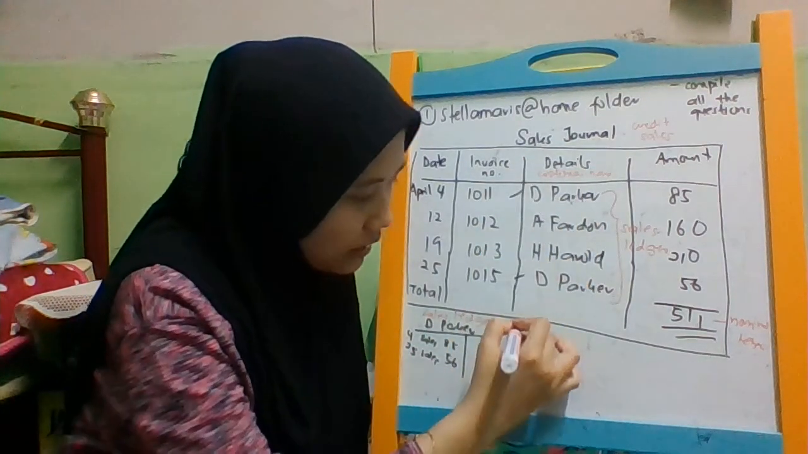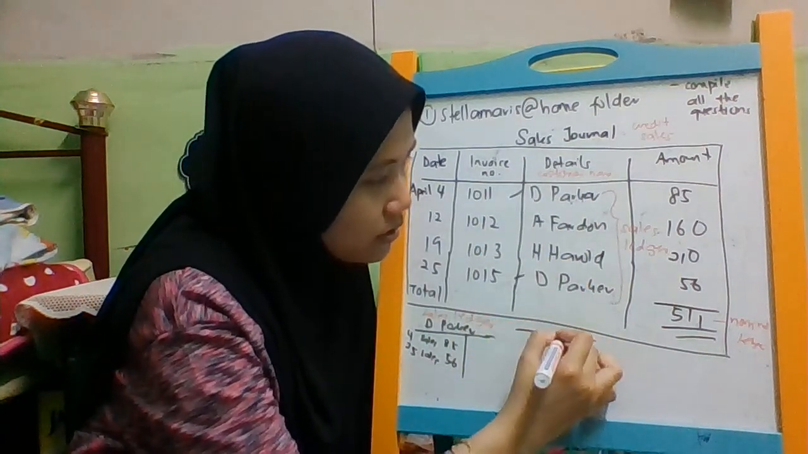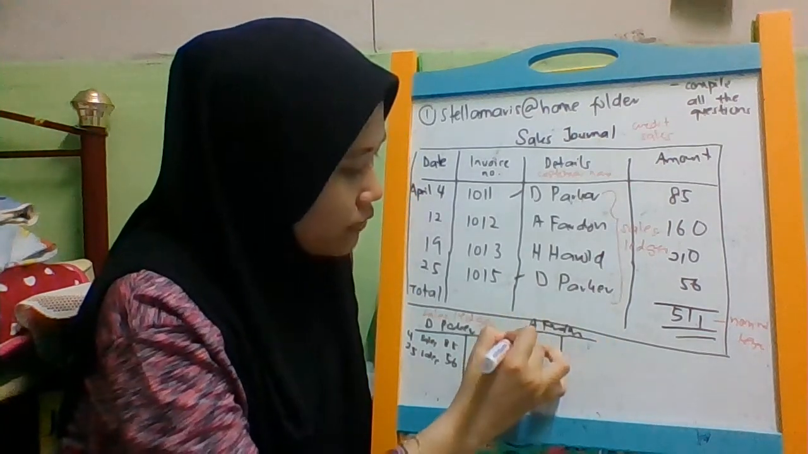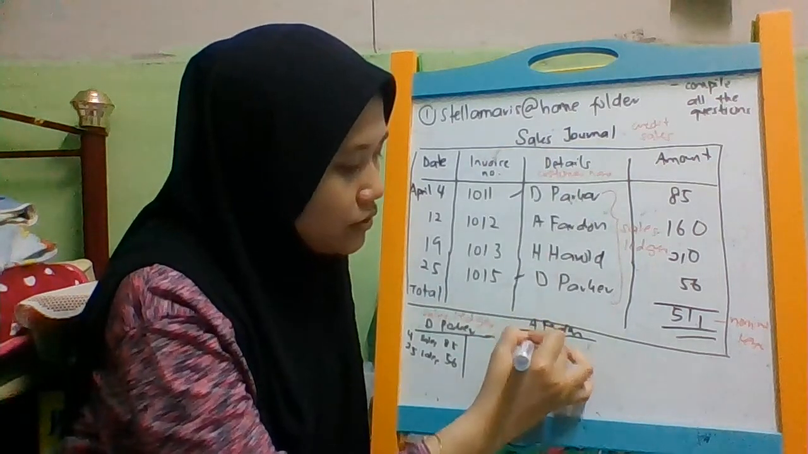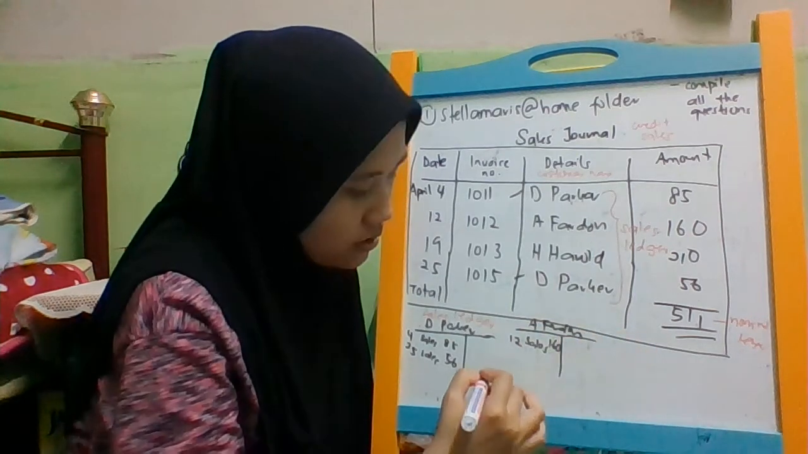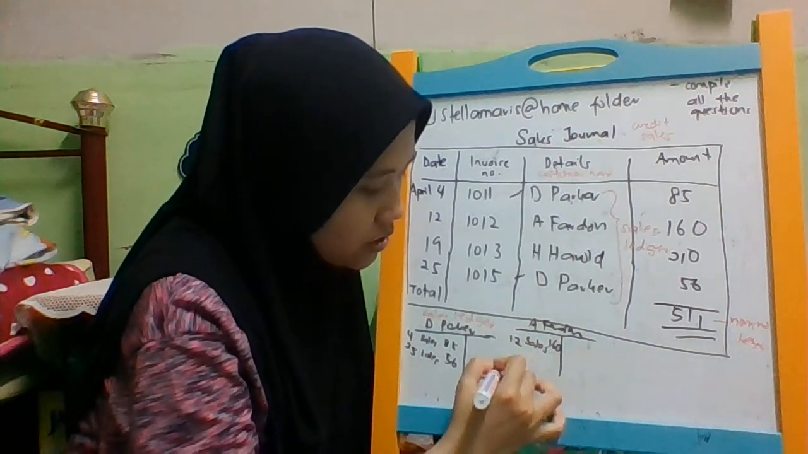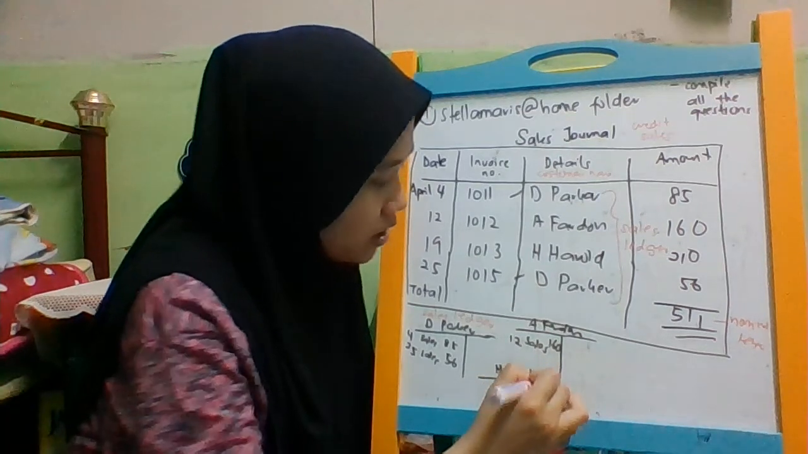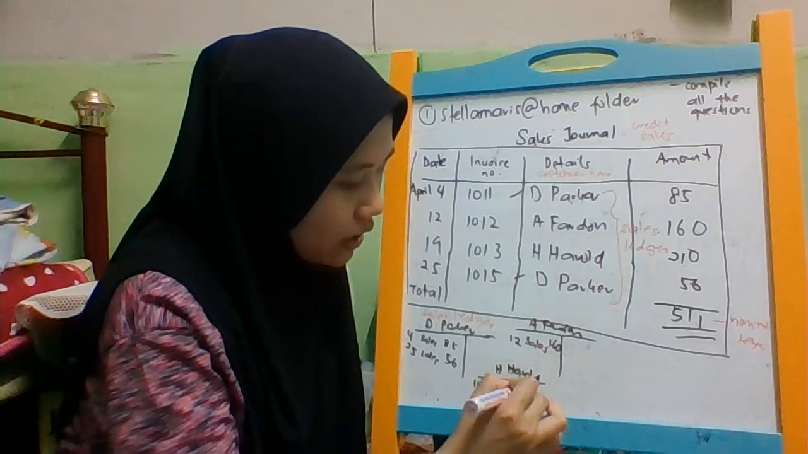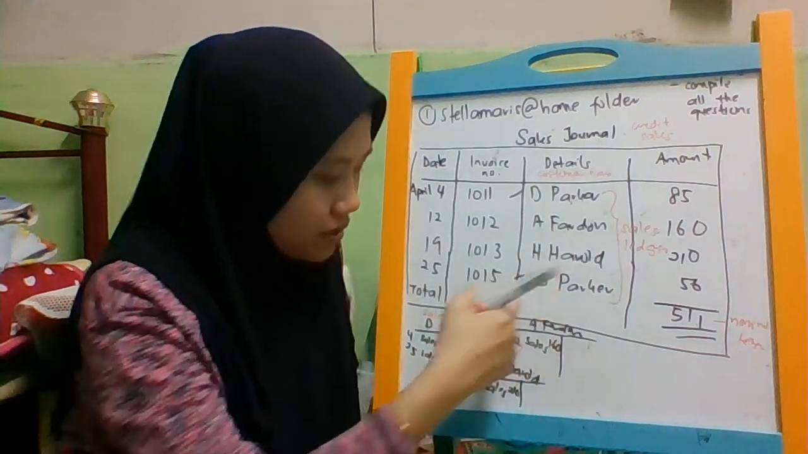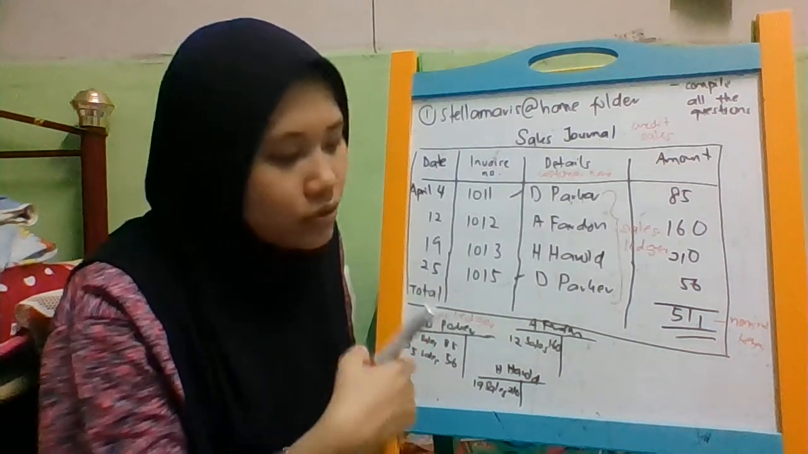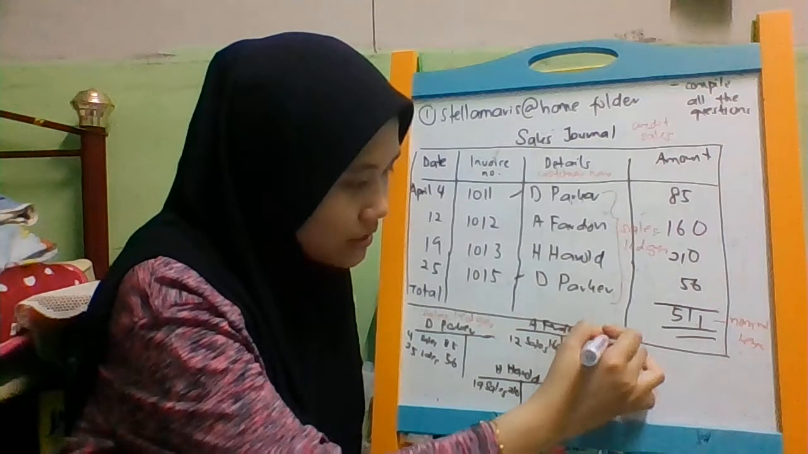And then open another T account for A Varden. A Varden, 12 April, from sales. In the details you put sales 160. And another one, H Herald. H Herald on the 19th from sales journal 210. And D Parker, just now we already put together. Since we share the same customer, we have to put it together. So all of this is your sales ledger.